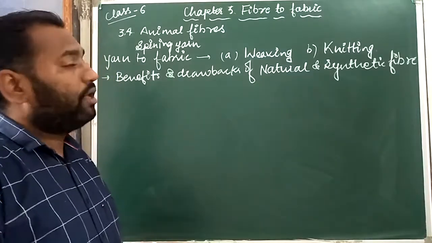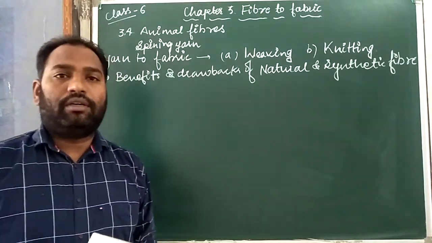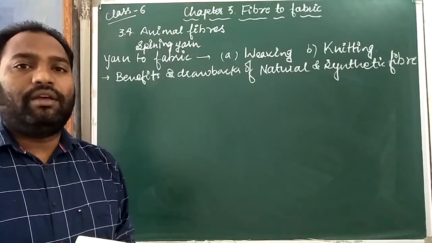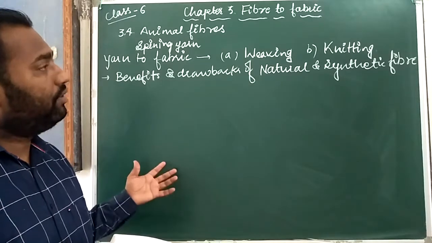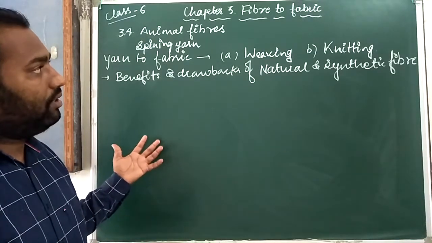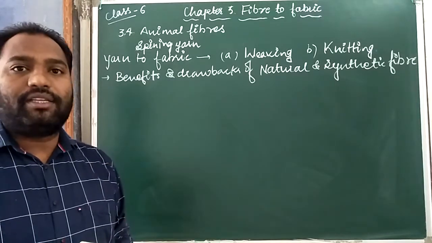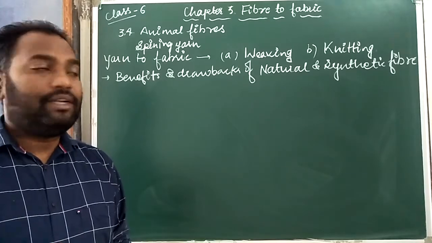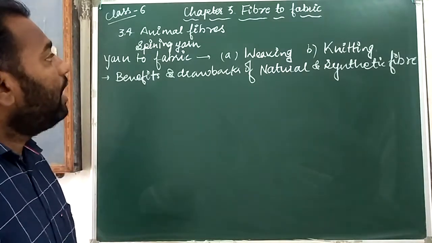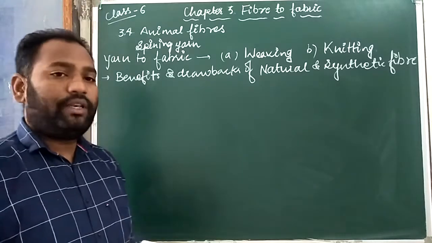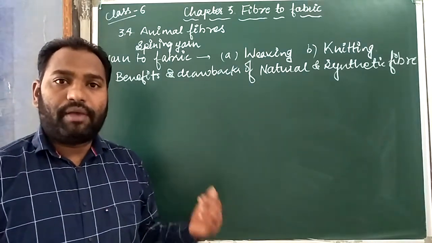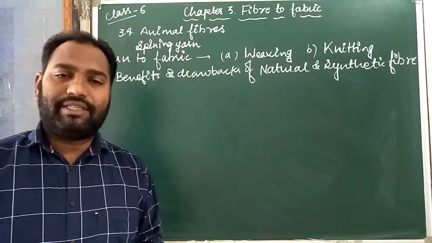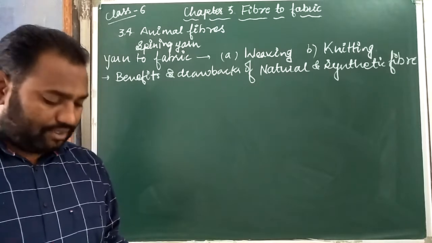Today we will discuss the animal fibers, and in the earlier class we already discussed the plant fibers. In the plant fibers, we discussed a few points about the processing of different types of fibers, and now we are discussing the animal fibers, and how spinning turns fiber into yarn, and yarn into fabric. So we have to start with the animal fibers.